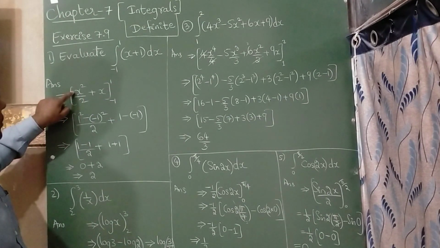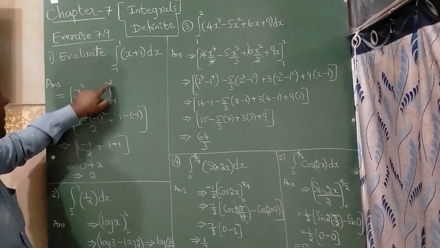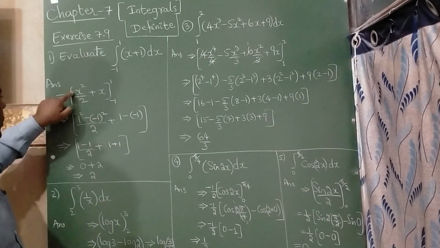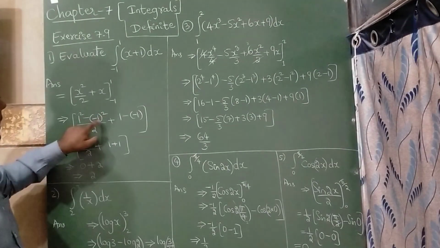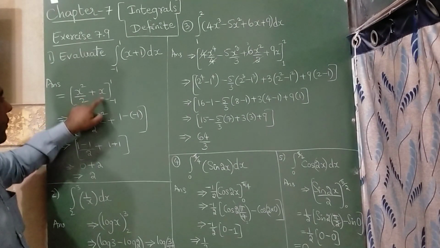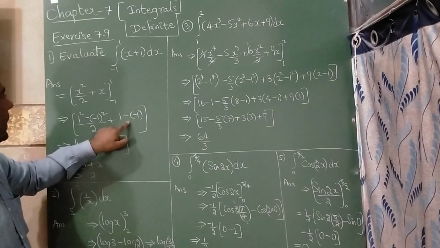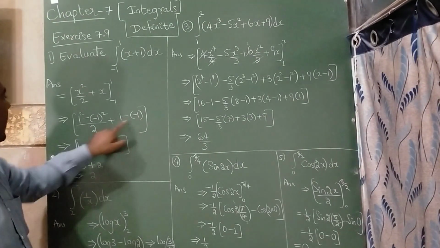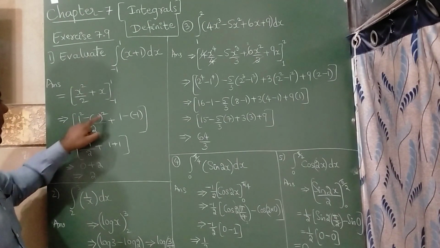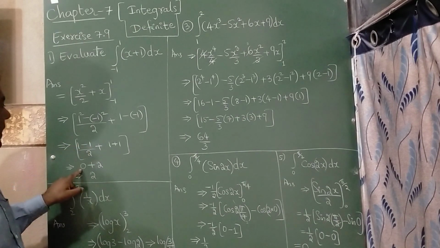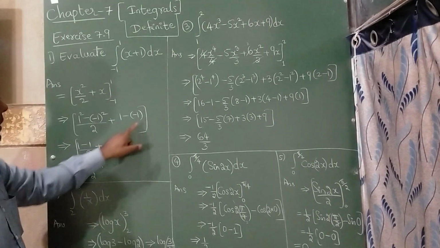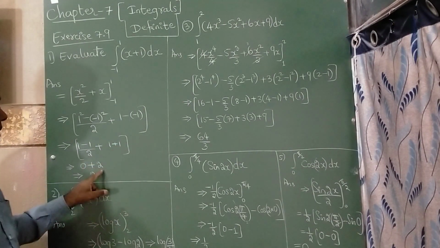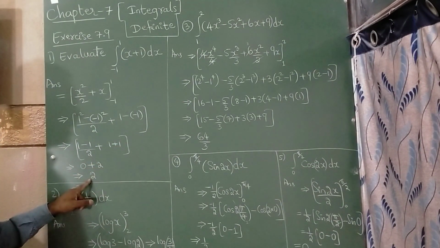So in place of x I am going to substitute that. This is called as upper limit, this is called as lower limit. So here 1 square minus lower limit is minus 1 square plus in place of x upper limit is 1 minus lower limit is minus 1. So 1 square is 1 minus 1 square is 1. 1 minus 1 is 0. Now minus into minus is plus, here 1 and here also 1. So 1 plus 1 is 2. So 0 plus 2 is 2.